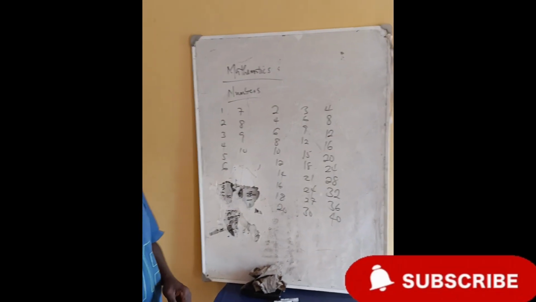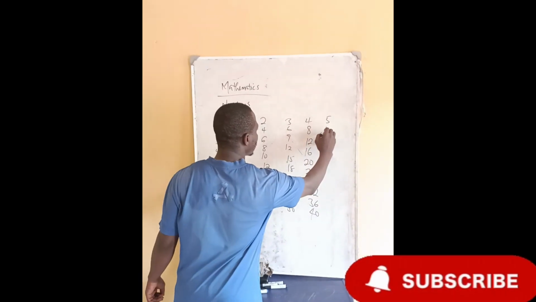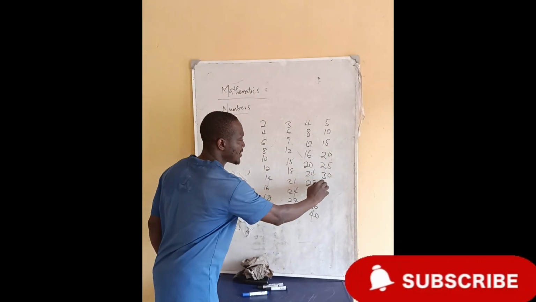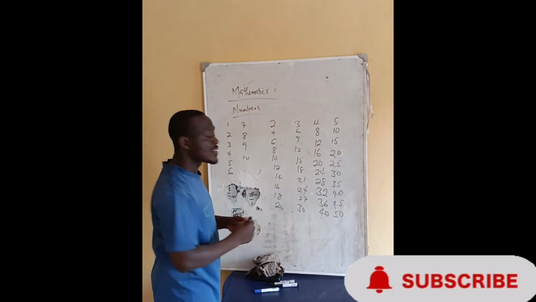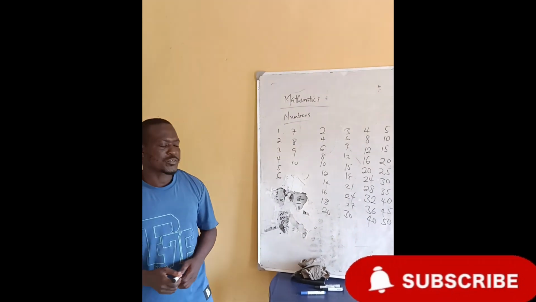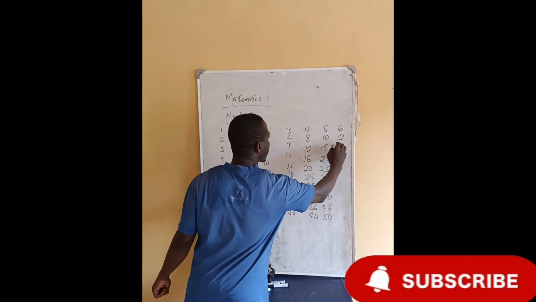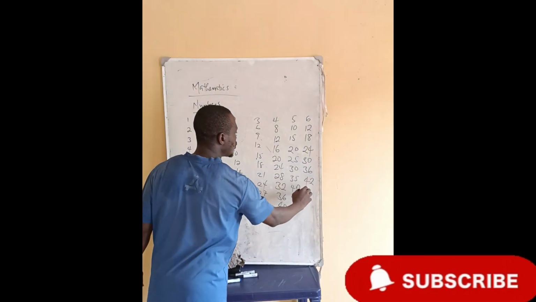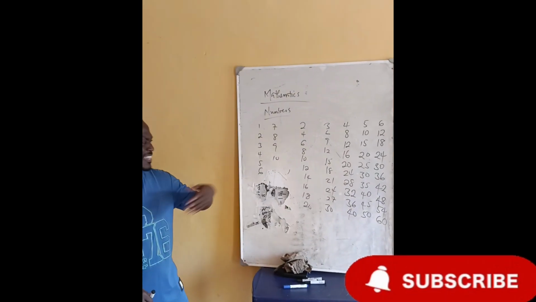5 is very easy. Everybody knows 5, but we can still talk about it. 5 is 5, 10, 15, 20, 25, 30, 35, 40, 45, and then 50. 6 is the same way. Just count it as if you are counting 1, 2, 3 without applying this times this. So 6 is 6, 12, 18, 24, 30, 36, 42, 48, 54, 60, 66, and 72.